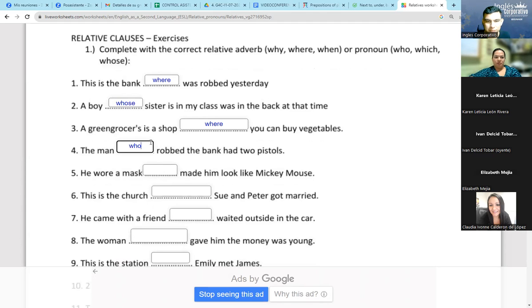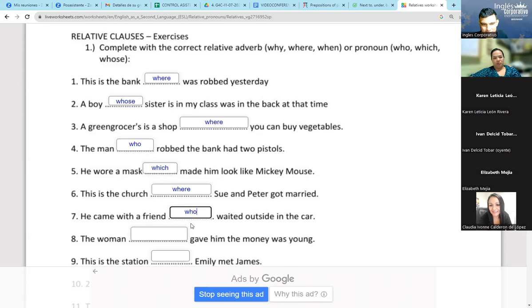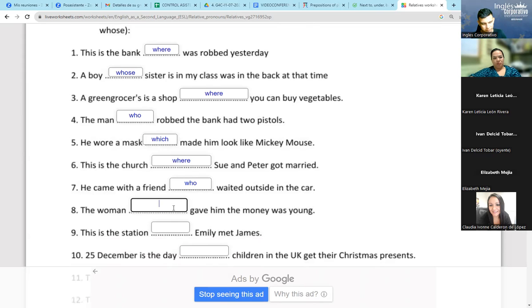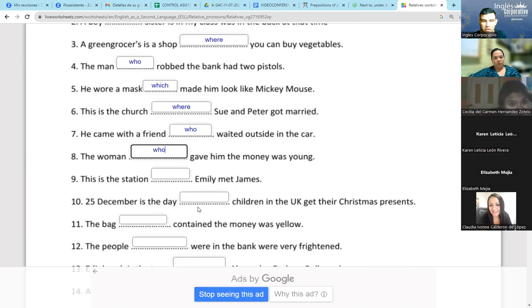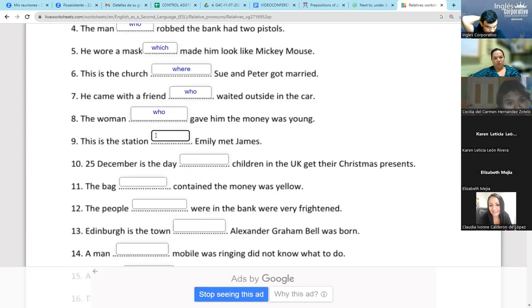Robber the bank had two pistols. He wore a mask which made him look like Mickey Mouse. This is the church where Sue and Peter got married. He came with a friend who waited outside in the car. The woman who gave the monkeys the money was young. This is the station. Where?